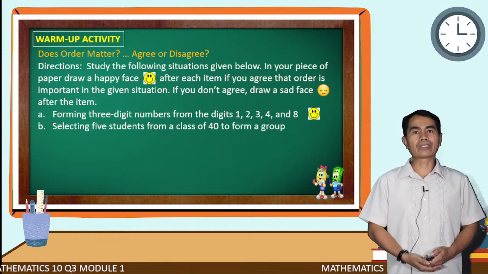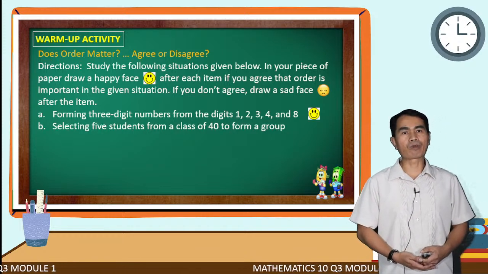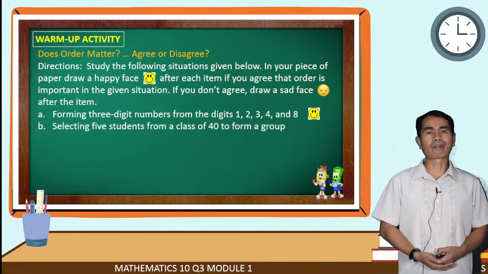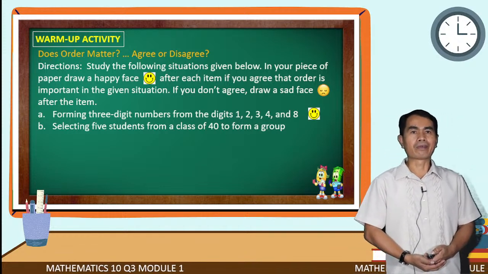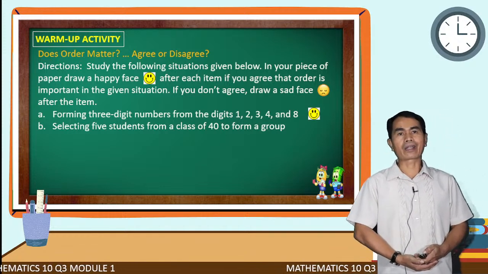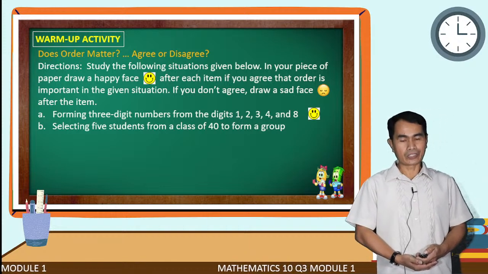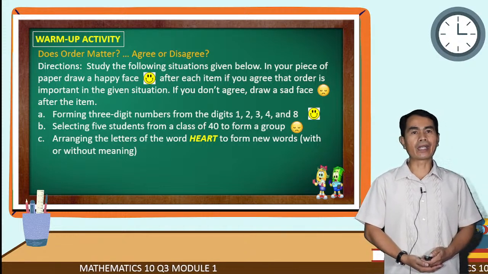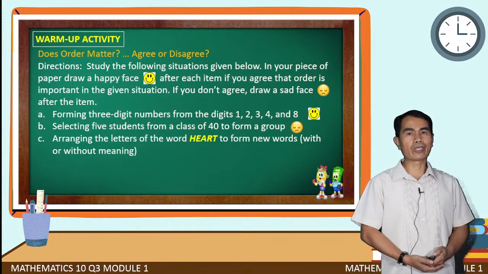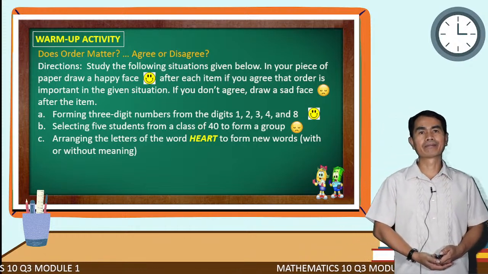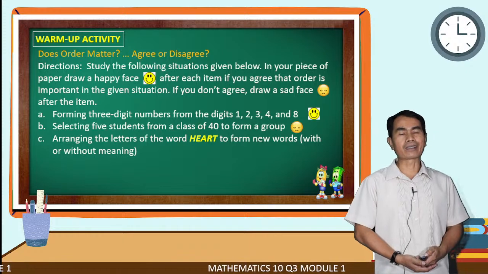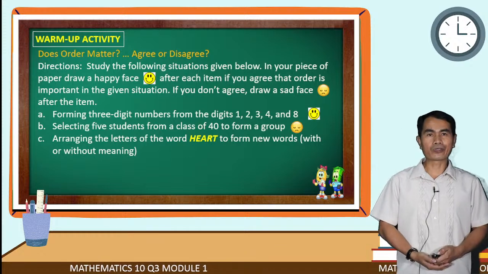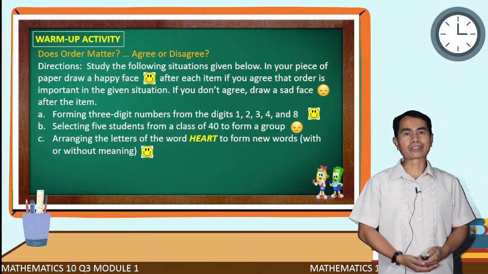Okay, how about selecting 5 students from a class of 40 to form a group? So agree or disagree? Okay, you're right. So order is not important in this situation. So it's a sad face. How about arranging the letters of the word heart to form new words with or without meaning? Okay, agree or disagree? Okay, you're right. Order is important in this situation. So it's a happy face.